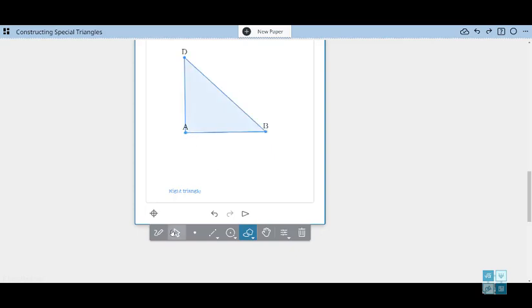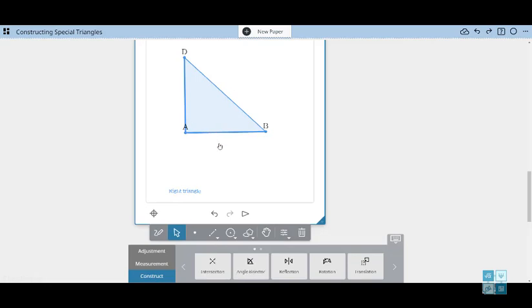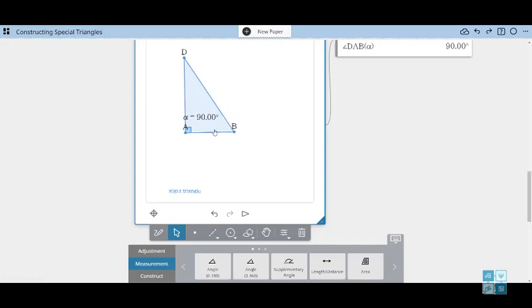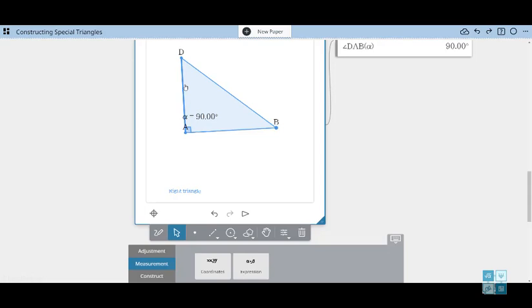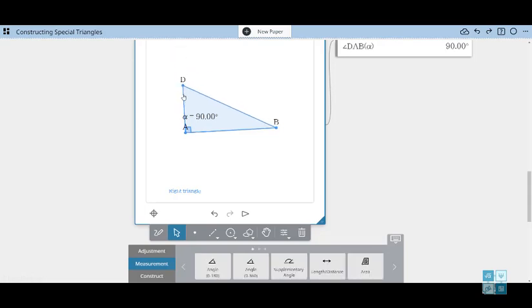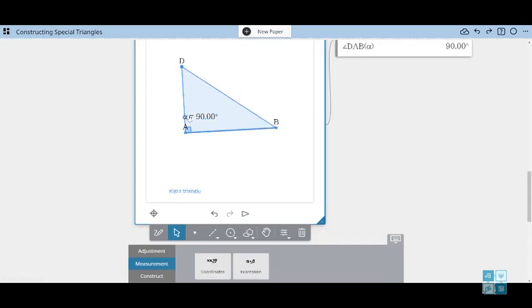So here's my triangle. And now if I verify, I'm going to measure this angle. It should be a right angle because I constructed it to be perpendicular. And it's a 90-degree angle. And so now I have a right triangle, and I can change the size of the right triangle, obviously, because it's made of segments. But what I can't change, because I constructed it to always be a right triangle, is the measure of angle A here because I constructed this to be perpendicular. So that's a way to construct right triangles.